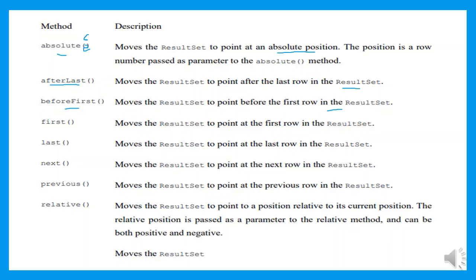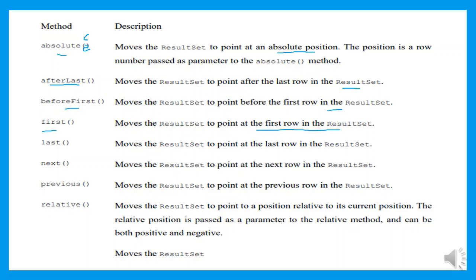The first is a method. The first method moves the result set to point to the first row in the result set. Now assume that the cursor is in the 6th position and I want to move the cursor to the first position. In that case, I will make use of the method called first. When I invoke the first method, the cursor will be pointing to the first row.